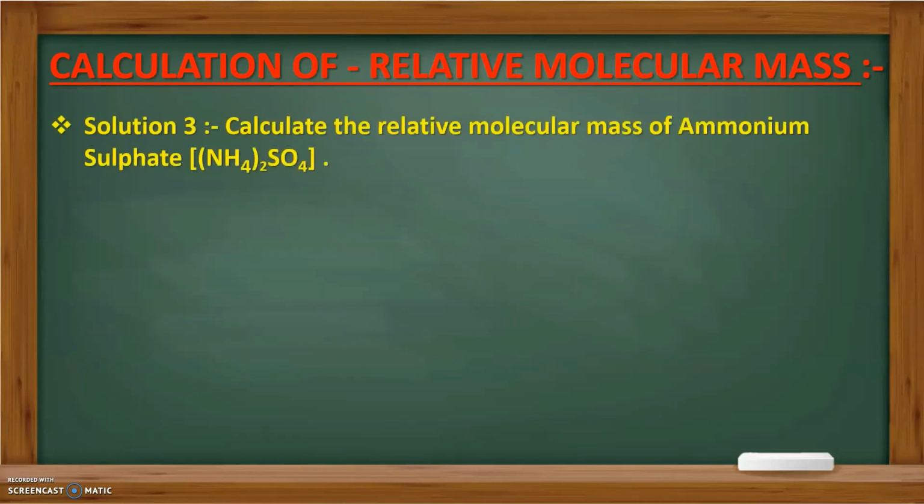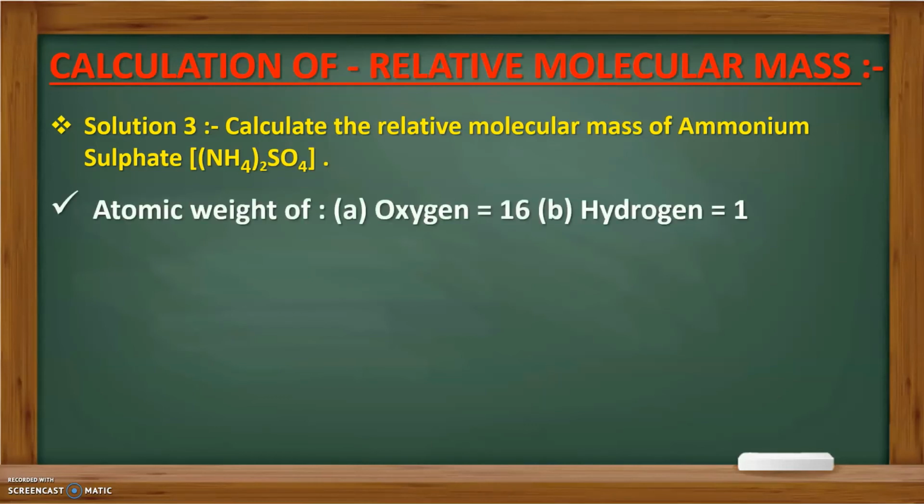Let's solve another problem. Calculate the relative molecular mass of ammonium sulfate. The chemical formula for ammonium sulfate is (NH4)2SO4. There are 2 nitrogen atoms present, 8 hydrogen atoms, 1 sulfur atom and 4 oxygen atoms present. The atomic weight of oxygen is 16, atomic weight of hydrogen is 1, atomic weight of sulfur is 32 and atomic weight of nitrogen is 14.